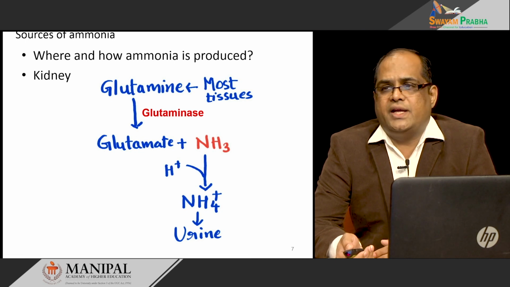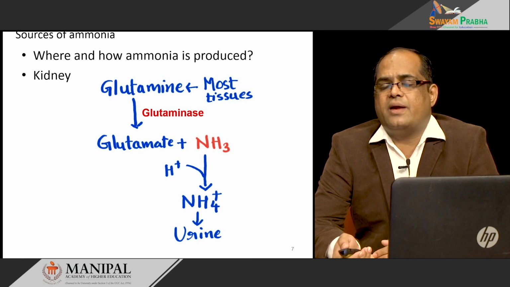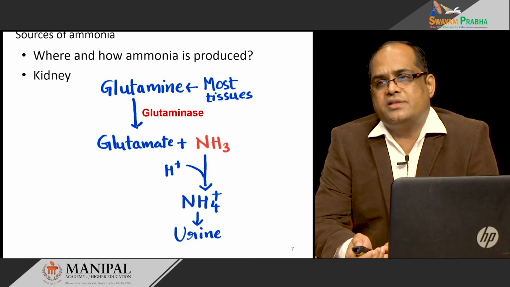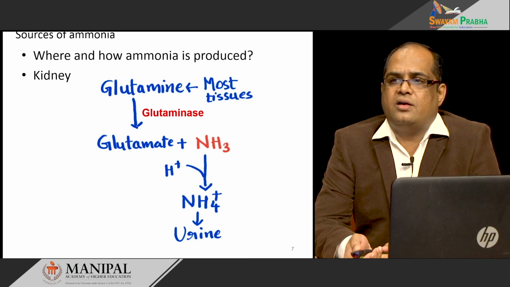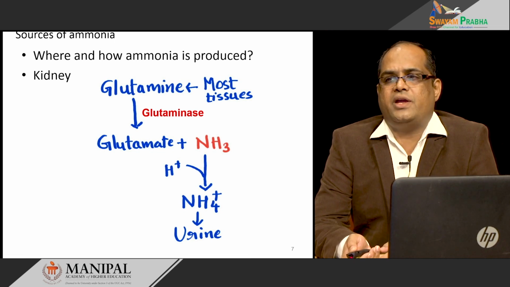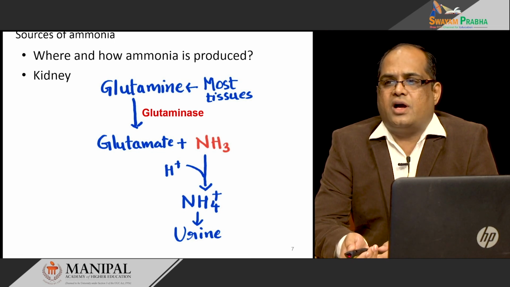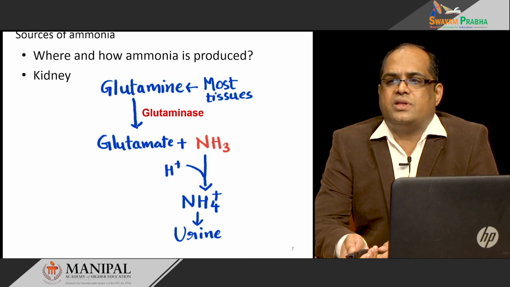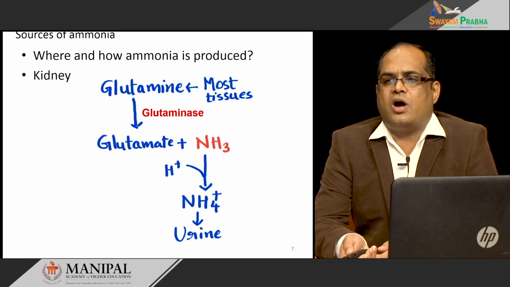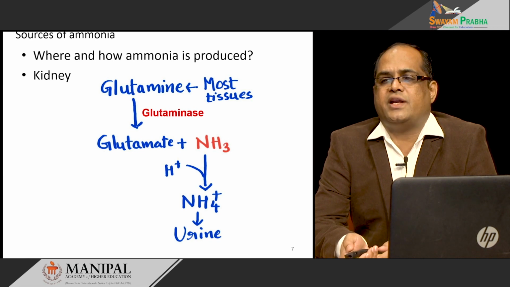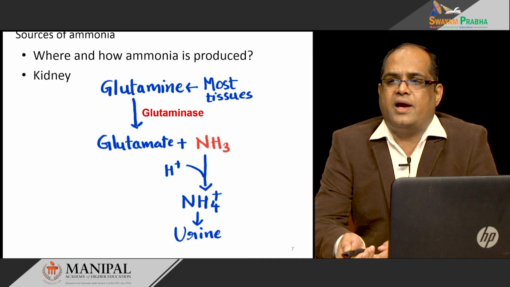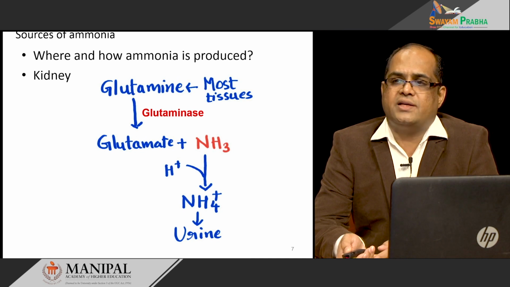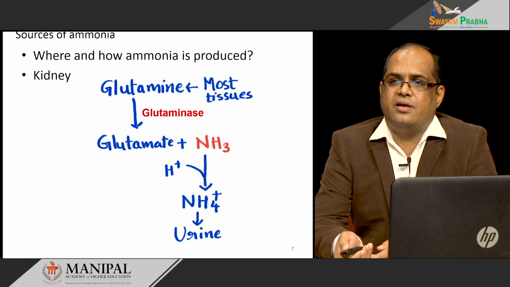Once in the kidney, glutamine is acted upon by the enzyme glutaminase, and this glutaminase enzyme removes that ammonia and forms glutamate and ammonia. This ammonia combines with a proton to form ammonium ion and is excreted in the urine, and it plays a very important role in acid base balancing as it helps in excreting a proton.